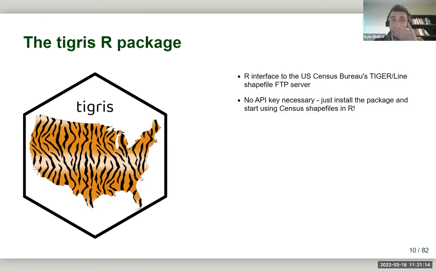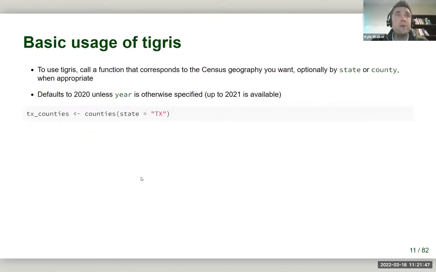What we're focusing on today is a package that I've written called tigris that functionally takes this entire process and makes it seamless in R. So instead of having to go in and do the data identification and the downloading and then the unzipping and then loading that into your GIS, tigris takes care of all that for you in R. And so I'm going to show you briefly how to get up and running with tigris.